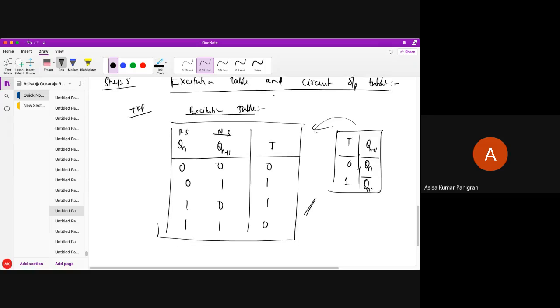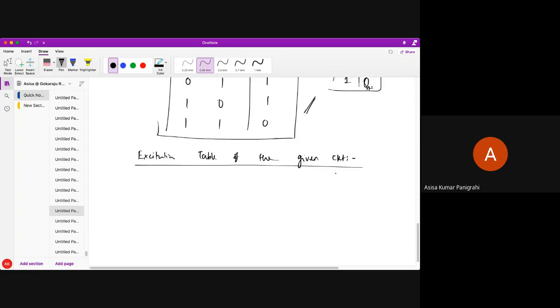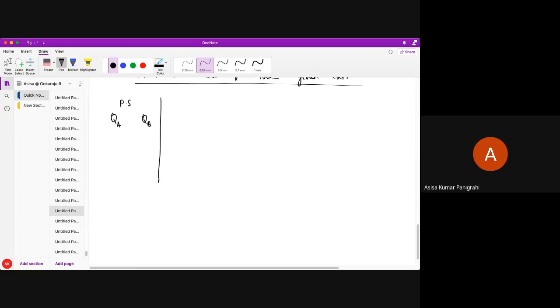So how do we make the excitation table of the given circuit? You need to find the excitation table of the given circuit. It has the present state, as I told you. How many flip-flops does it require? Two flip-flops, so QA and QB. This is my present state. Next, the next state, and it will have an input, which will be X.